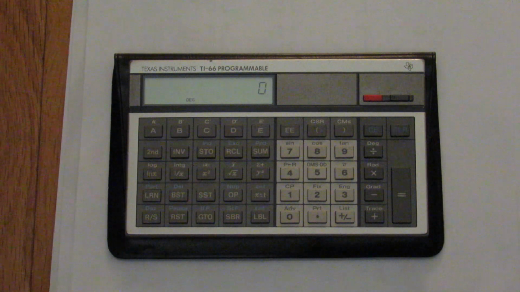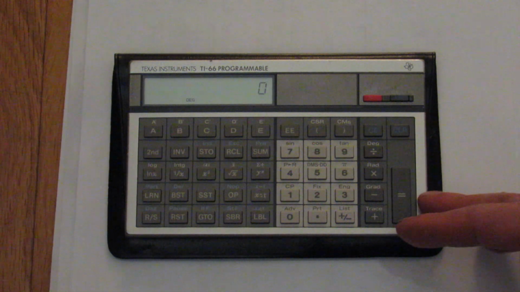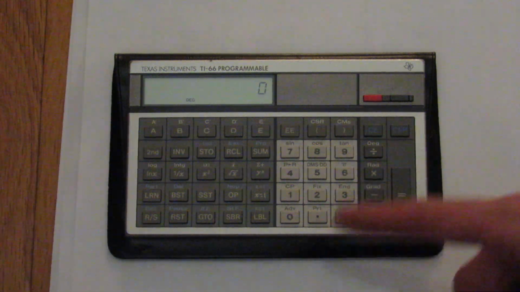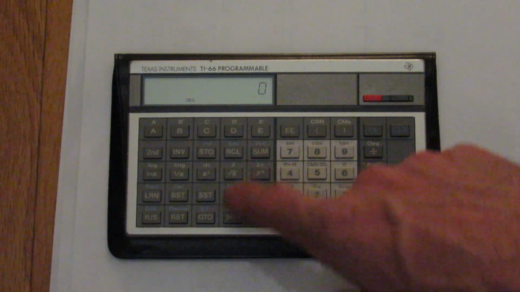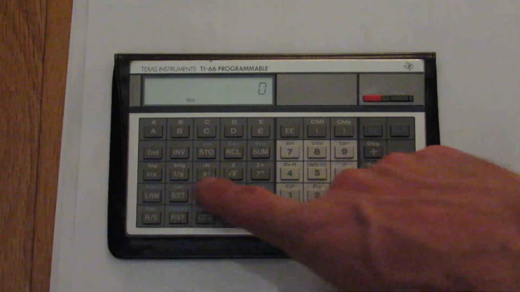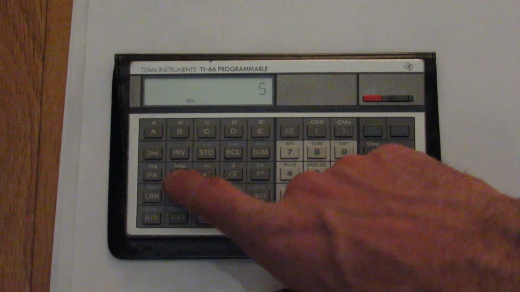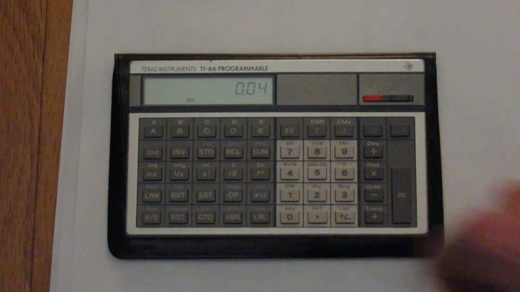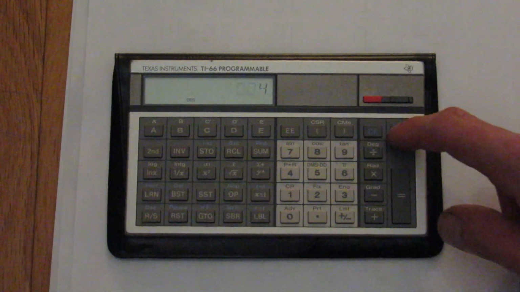Let's see here, anything else that I wanted to say about this. There's different flags that are accessible. There's store and recall functions. There's different standard mathematical functions. You know, I can run 1/x. I can square numbers and so on.